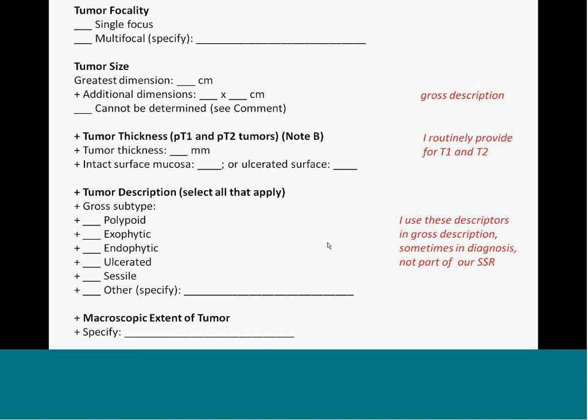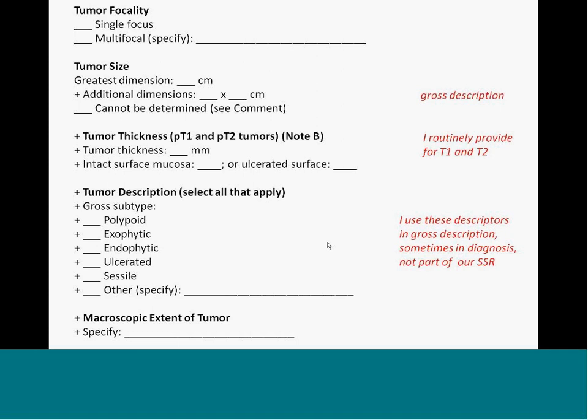As far as tumor description goes, they do list as an optional element multiple gross subtypes. Use these descriptors in the gross description. And sometimes I might put them in the diagnosis, but they're not typically included as part of our synoptic report.